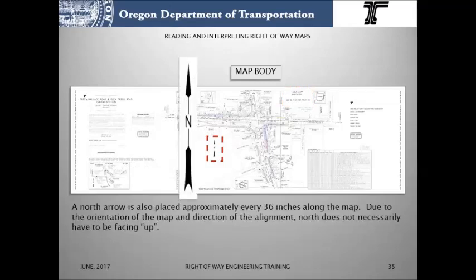Also spaced about every 36 inches or so is the north arrow. Due to the orientation of the map and the direction of the alignment, north may not be pointing straight up and down on the map as you're looking at it. North points north.